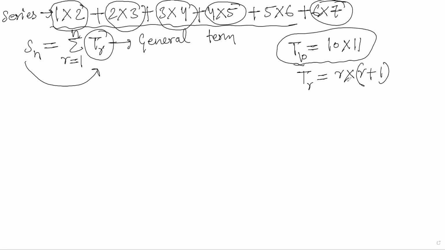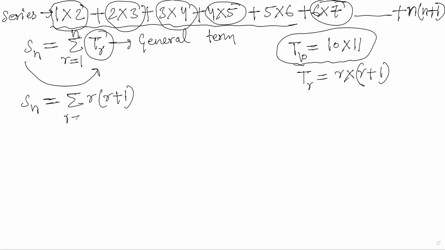To find out any term, you need to multiply that number with its next consecutive number. So you can simply write this as dot dot dot plus n into n plus 1, which you now know is the nth term. So the rth term would be r into r plus 1, where r goes from 1 to n. Now how to solve this?